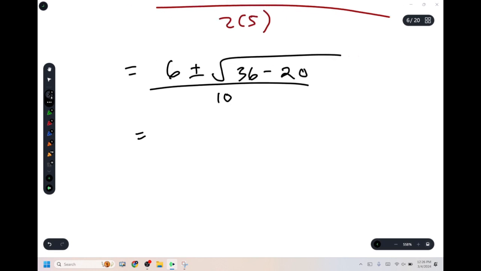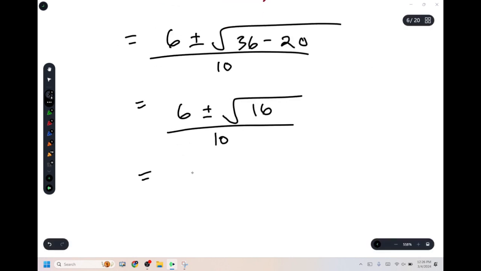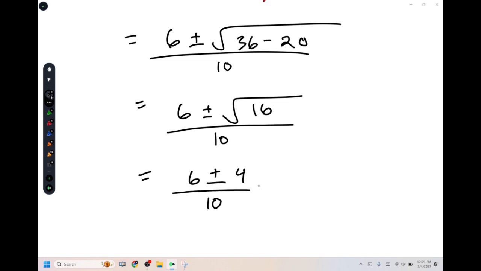Okay, I'll stop. 6 plus or minus... What's the root of 16? 4. And that's going to break down into 2 answers. 10 over 10 is 1, and 2 over 10 is 1/5.